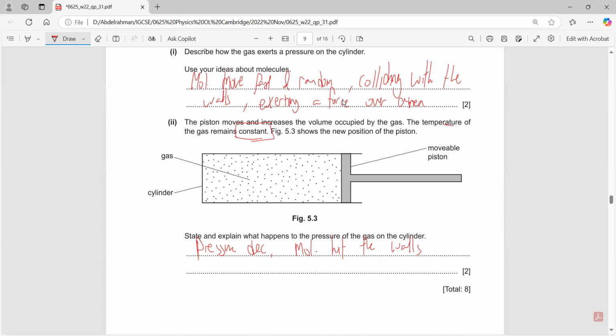Okay, they hit the walls less frequently.